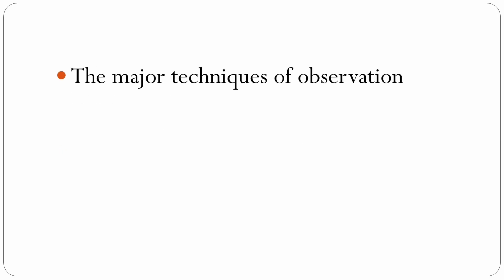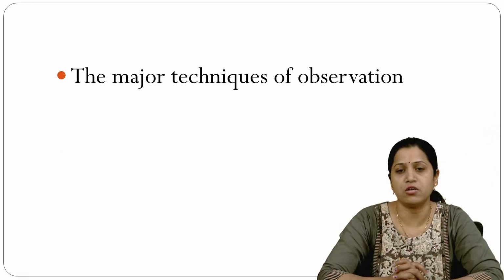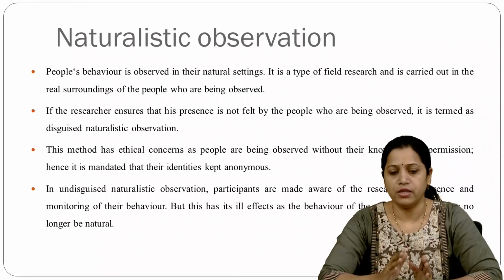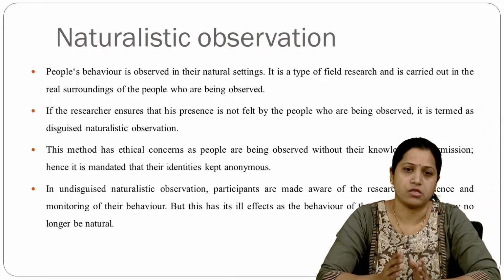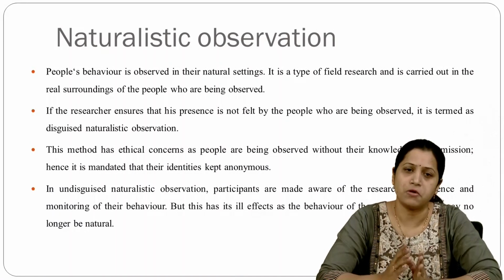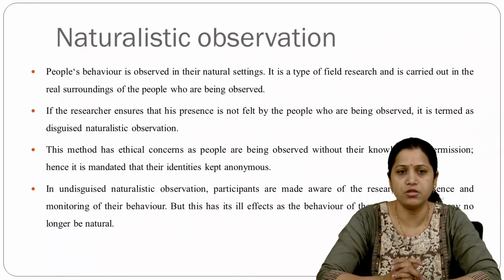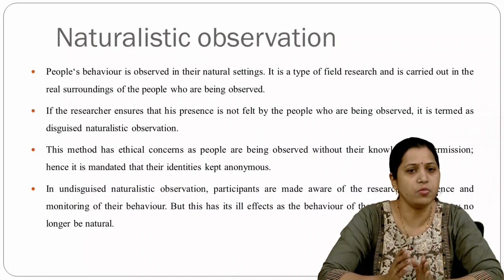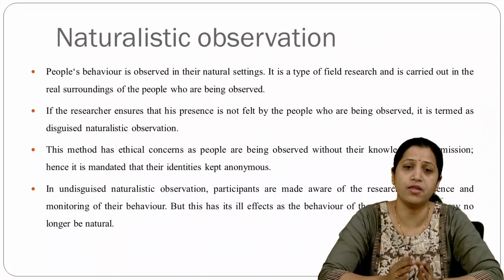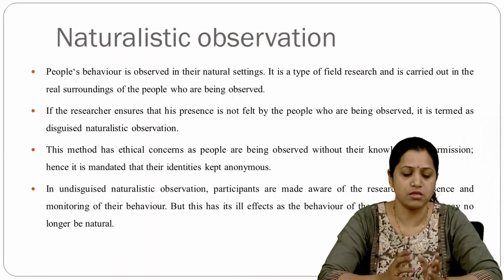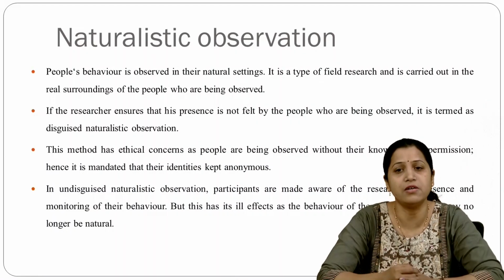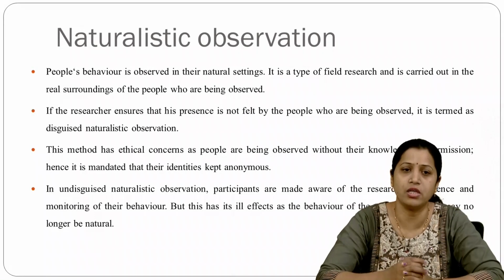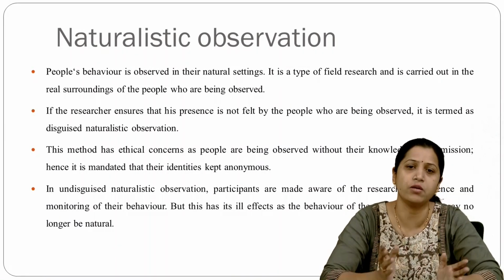So first we will discuss what are the major techniques of observation. Students, there are a total of 3 parts of this technique. The first one is naturalistic observation. What is the meaning of naturalistic observation? When people's behavior is observed in their natural settings, we can say it is a type of field research in which this observation is carried out in the real surroundings of the people who are being observed.